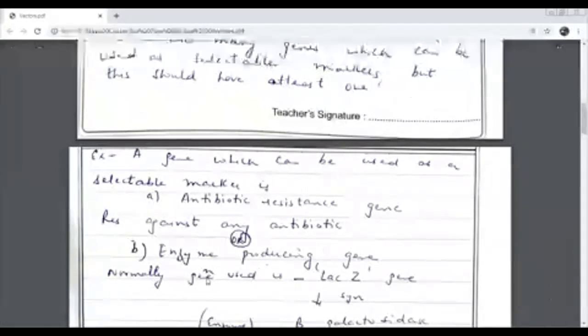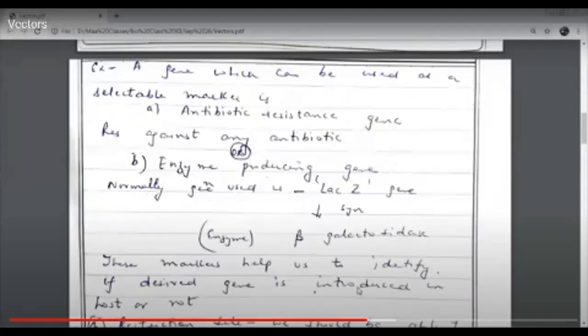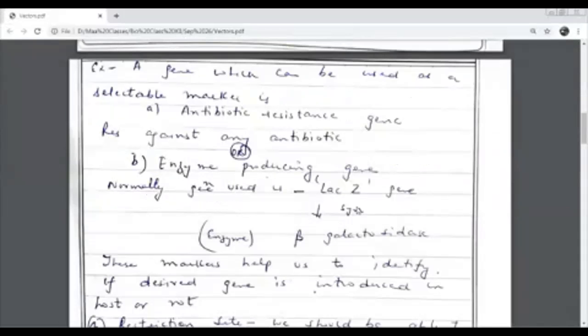Just now we talked about the maximum cases. The normal gene which is used as an enzyme producing gene is the Lac gene, which synthesizes an enzyme. What is the name of the enzyme? Beta-galactosidase. So these markers will help you to identify if your desired gene is introduced into the host or not.